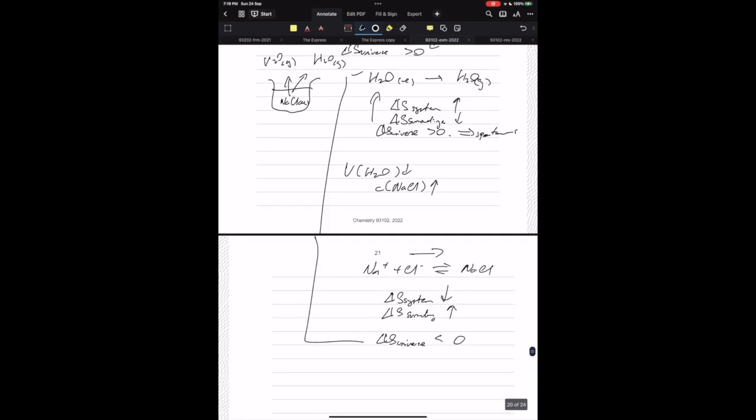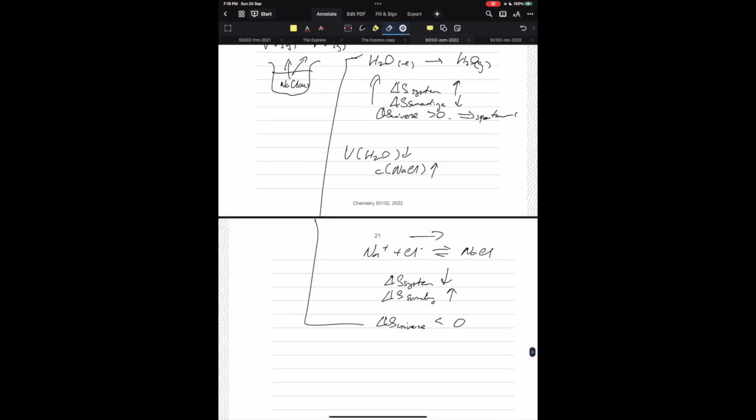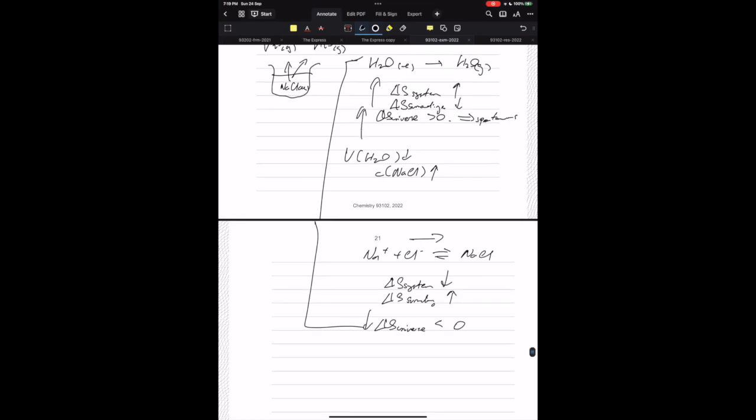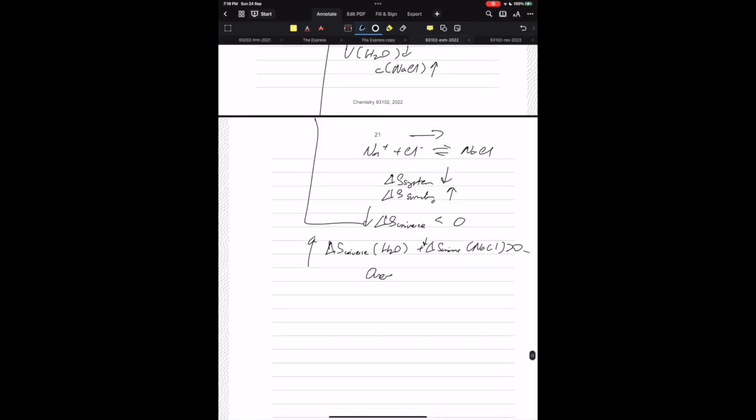But we have to consider this whole reaction as a whole. The water is evaporating at the same time and also causes the NaCl to precipitate. And so, as a whole, although this delta S of the universe is negative, this delta S of the universe is positive. And so let's call this delta S universe water plus delta S universe NaCl. The increase in this would far outweigh the decrease in that. And so overall, again, greater than 0, and overall spontaneous.